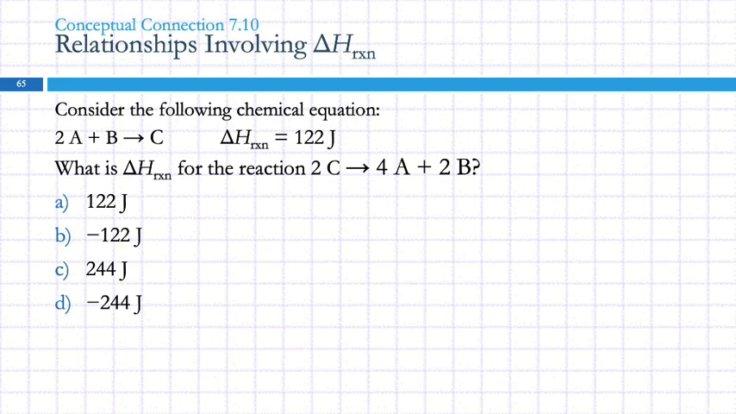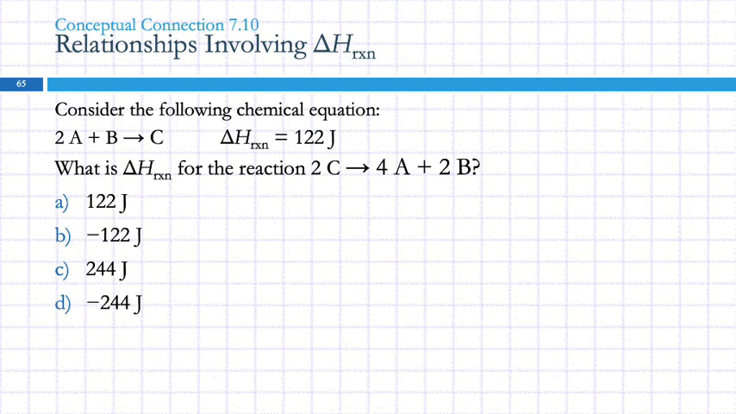So let's look at this one. Here we've got our original chemical equation, 2A plus B makes C, and delta H for this is 122 joules. The question is asking, what is delta H for this reaction, 2C going to 4A plus 2B? So what we need to do is think about how this chemical reaction is different than that one. There's two ways it's different.